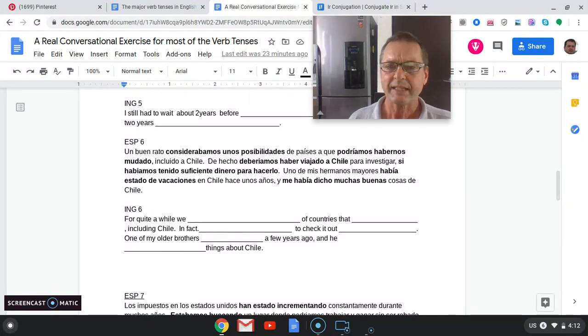De hecho, deberíamos haber viajado a Chile para investigar. In fact, we could have traveled. Deberíamos haber viajado a Chile to investigate. Si habíamos tenido suficiente dinero para hacerlo. This gets confusing in English. If we had had sufficient money to do this.